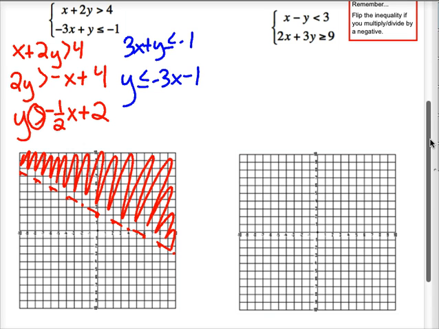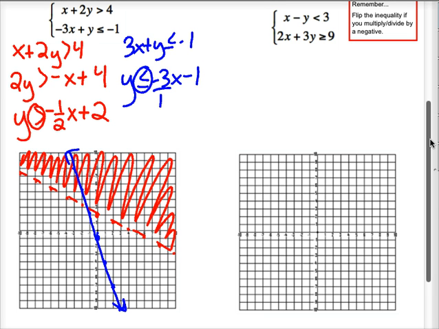For my blue line, negative 3x minus 1. So I start down at minus 1. And I have a slope of negative 3. So negative 3 over 1 means down 3 over 1, down 3 over 1. So I just follow the pattern in both directions. And now I'm going to look at my inequality. Less than or equal to. That or equal to means I get a solid line. Less than means I shade underneath my line.